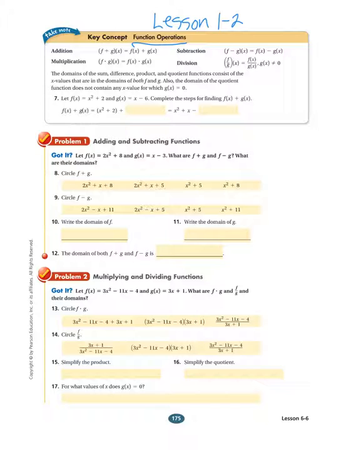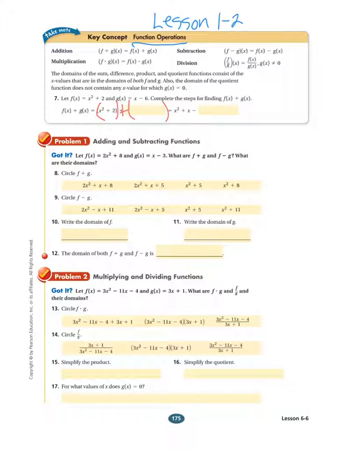So the steps are going to be as follows. Look at example 7. We've got f of x is x squared plus 2, and g of x is x minus 6. So we're going to add the two functions together. Typically you're going to see me doing two big parentheses, and then a plus, and then another set of parentheses.